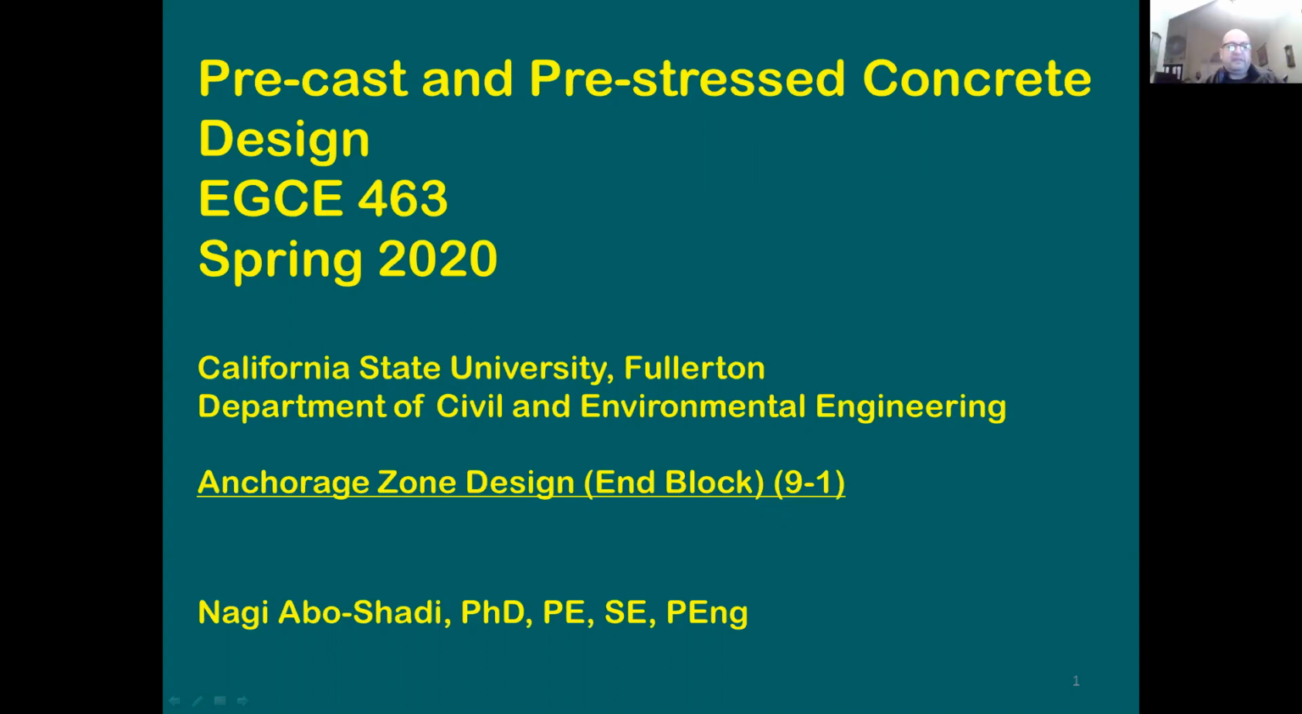We have here three slide sets when it comes to the anchorage zone design, meaning the end block of the prestressed beams. This applies here to pre-tension and post-tension beams. So the three slide sets would be labeled as 9-1, 9-2, and 9-3.